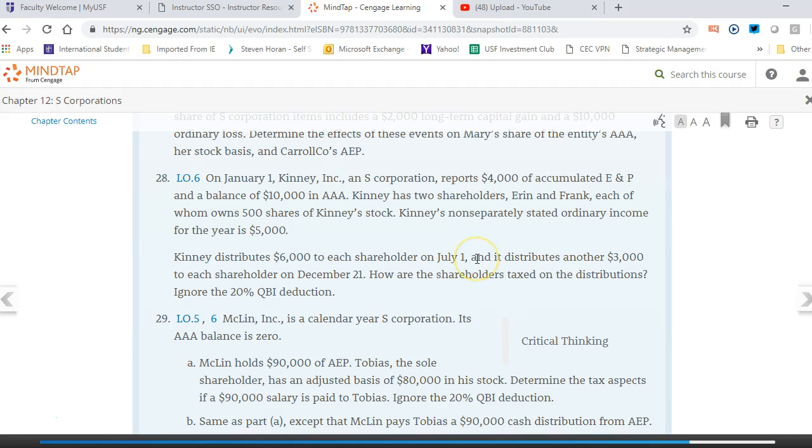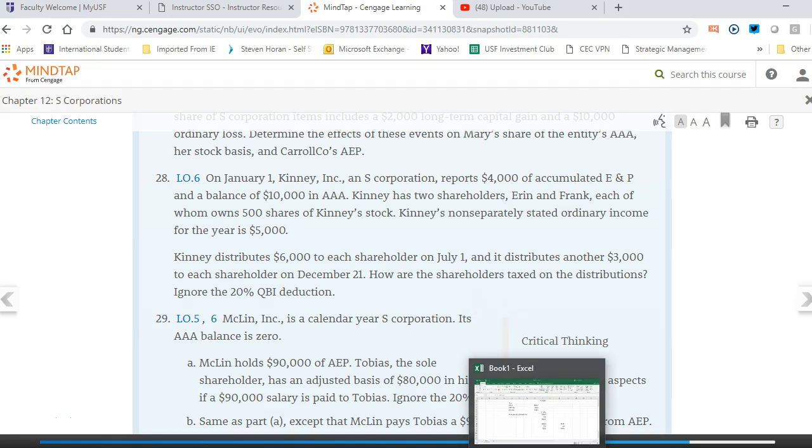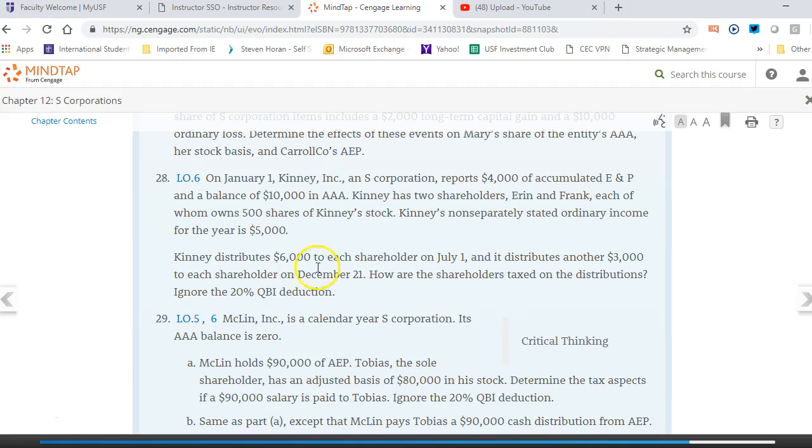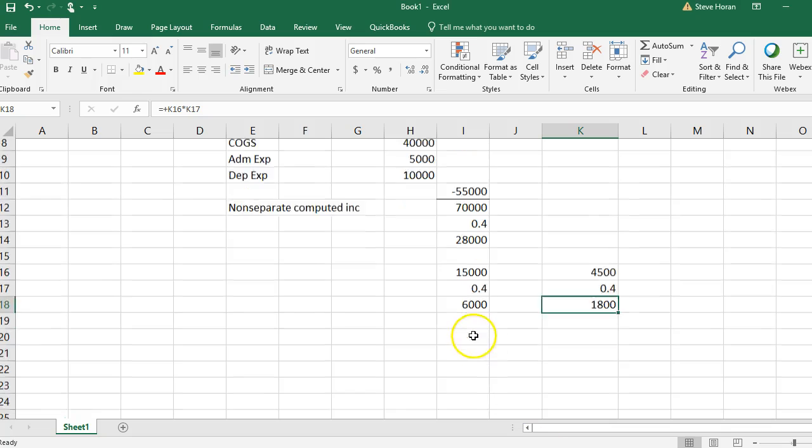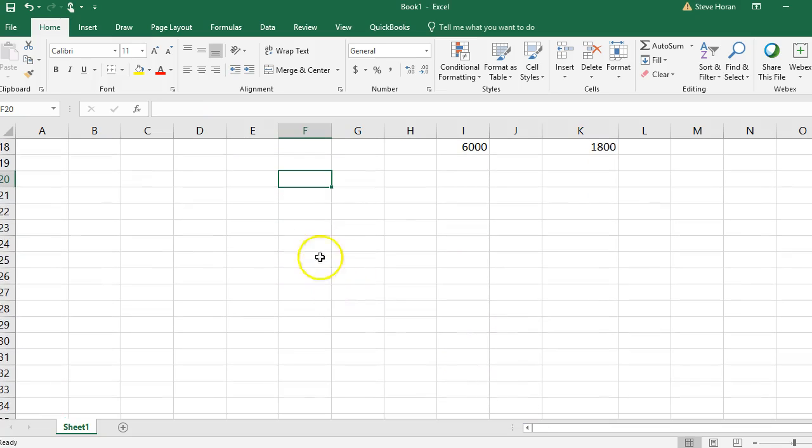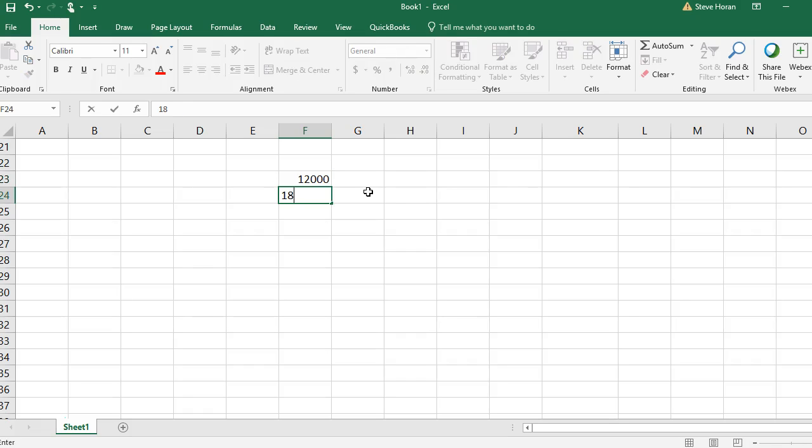Okay. Now the key part though is you have to take each distribution by itself. So let's look at the first distribution, which was on July 1, and that was the 6,000 paid to each for a total of 12,000. And then remember that the total distributions were 18. So I'm just going to put in, let me get a blank area here. So 12,000 over 18,000.